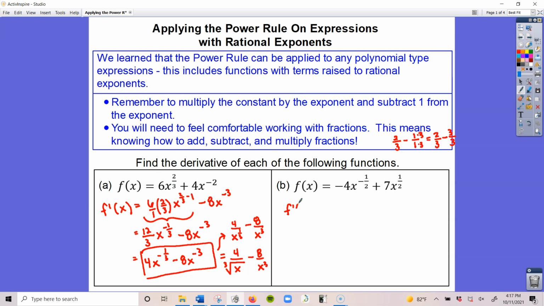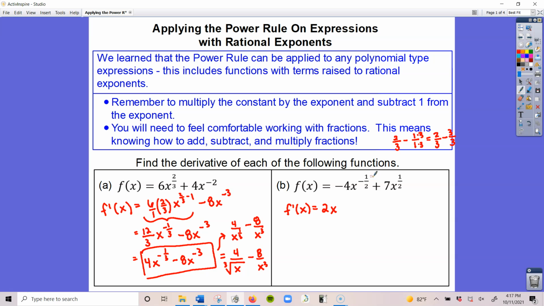Moving on to the next one here. We're going to take this negative 1/2 and multiply it by negative 4. Negative 4 times negative 1/2 is positive 2, since this is the same thing as saying 4 divided by 2. x, and then we're going to subtract 1.